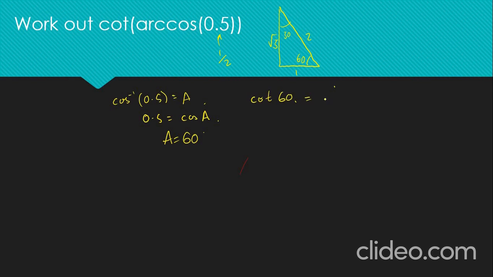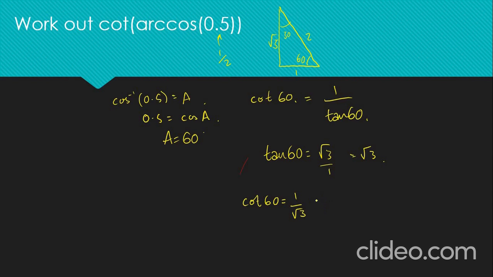Okay, well, cot of 60 is 1 over tan of 60. So let's work out tan of 60. Well, TOA: opposite over adjacent. So you've got root 3 over 1. Tan of 60 is equal to root 3. So therefore cot of 60 must equal 1 over root 3.